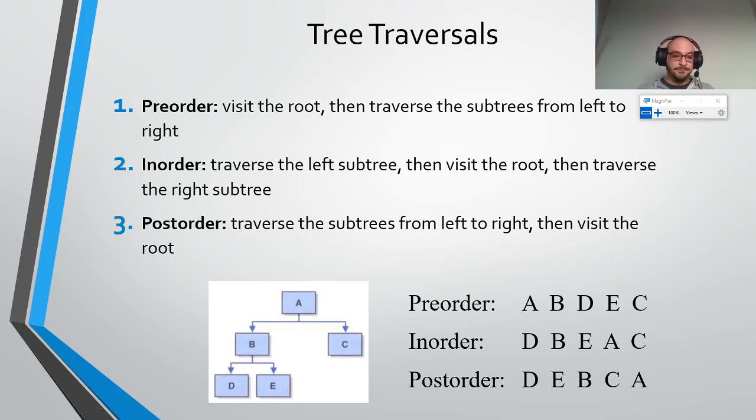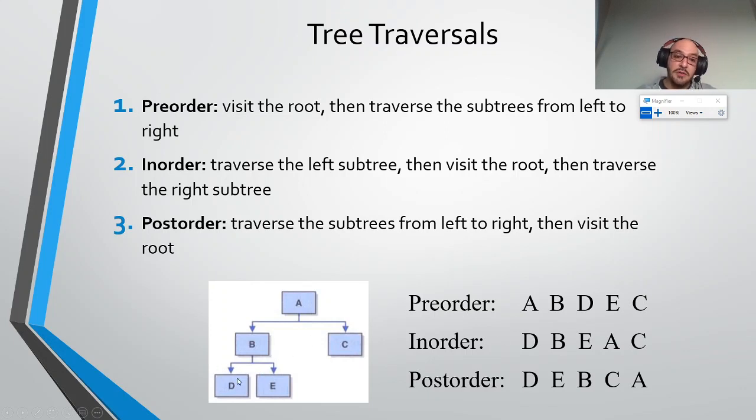Now let's take a look at the in-order. So the in-order would be all the left first, then the root, then all the right. So I'm not going to start with the root, I'm going to go with the left. But again, this is a subtree, so I'm not going to start with the root, I'm going to go with the left. So now I'm going to go D, that would be the first element that I visit.